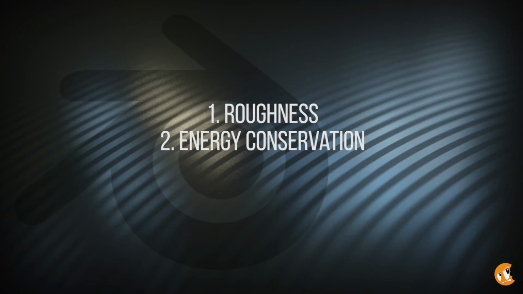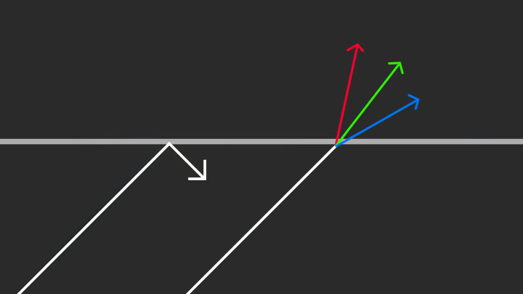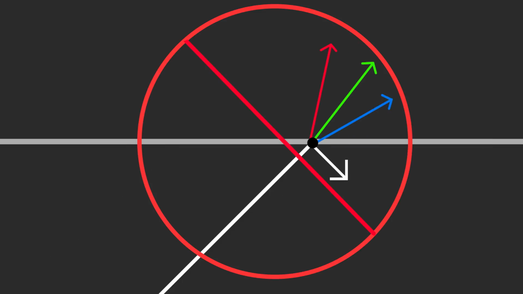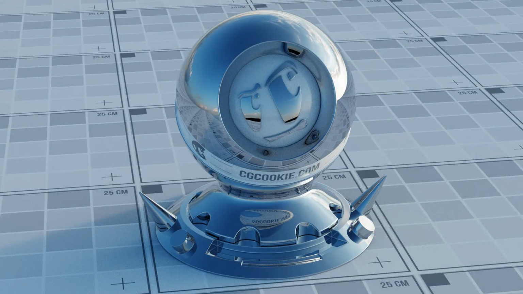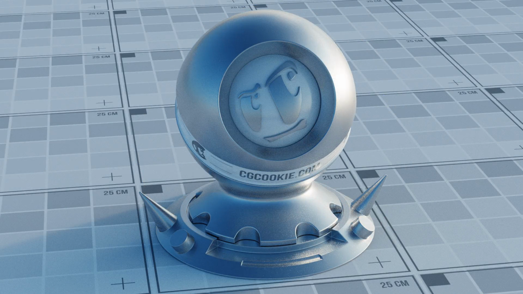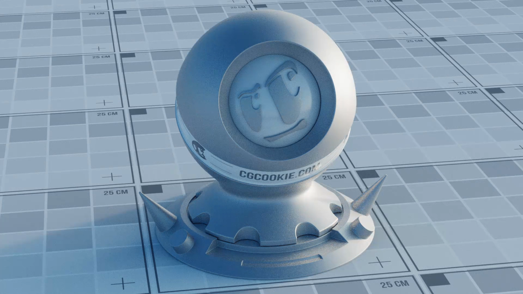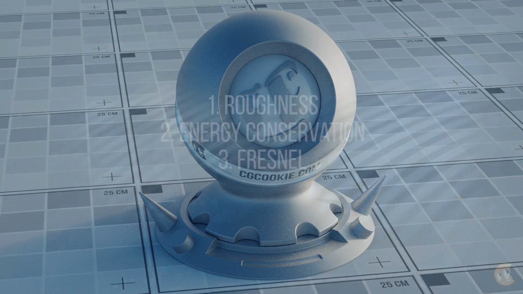The second thing to remember is energy conservation. A ray of light can be reflected, refracted, or absorbed, but of course not all at the same time since it can't be in two places at once. What this means for us is just that objects can't reflect more light than they receive. So rough materials will have dimmer and wider highlights, and reflective materials will have brighter and sharper highlights. This is something that we would have had to pay particular attention to in the past, but thankfully Cycles handles this for us if we set things up correctly, so we don't really need to worry about it too much.